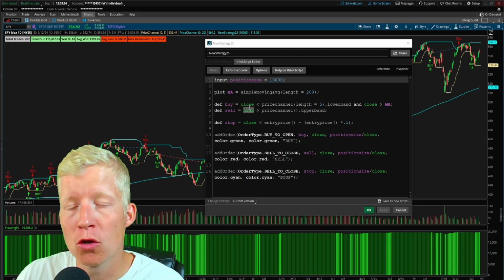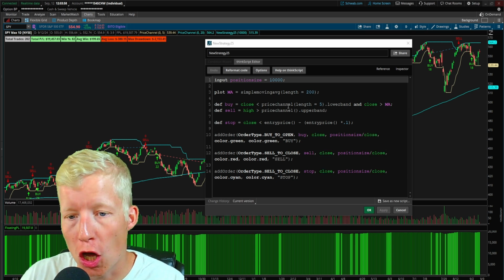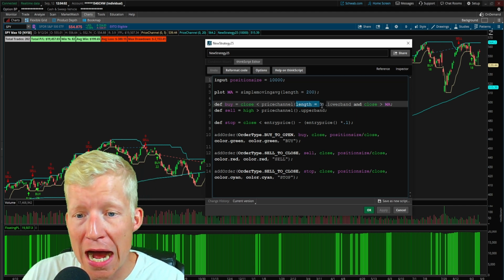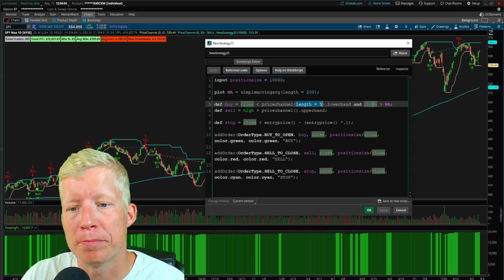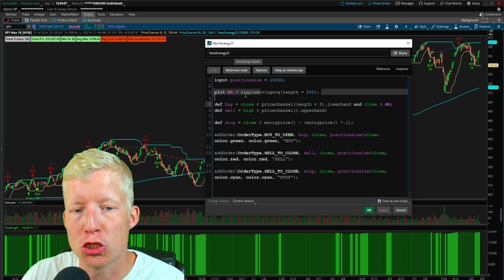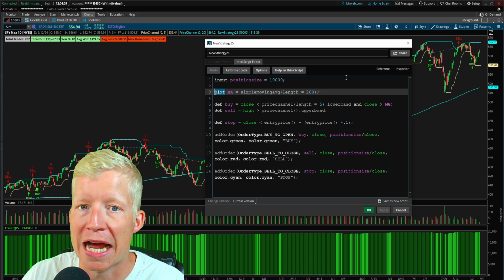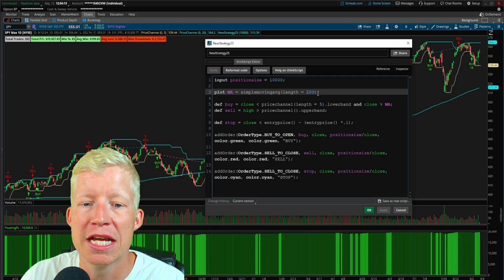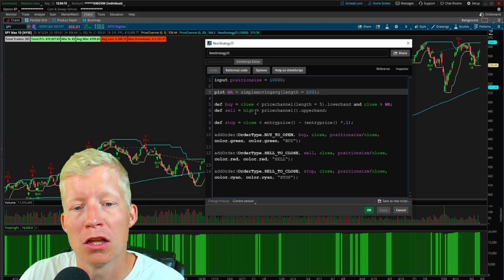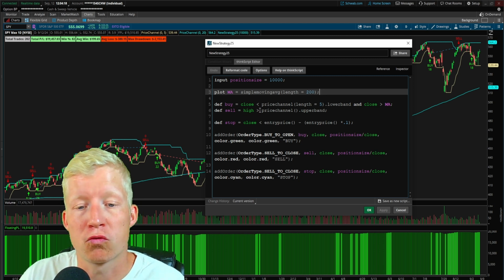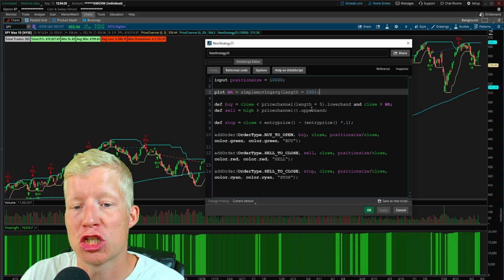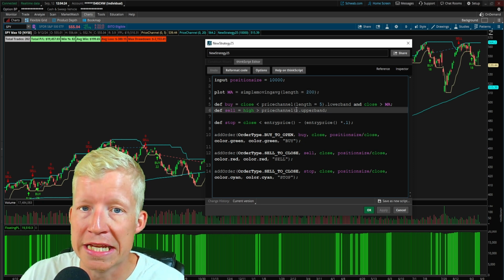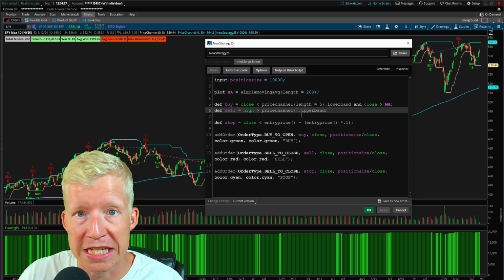I am buying when the current candle closes below the lower band price channel set to a length of 5, and if the current bar is closing above a 200 simple moving average, which I also have plotted on my chart from within this strategy itself. Then, of course, we sell when the high is crossing above the price channel's upper band. And remember, the price channel's default parameter is 20.